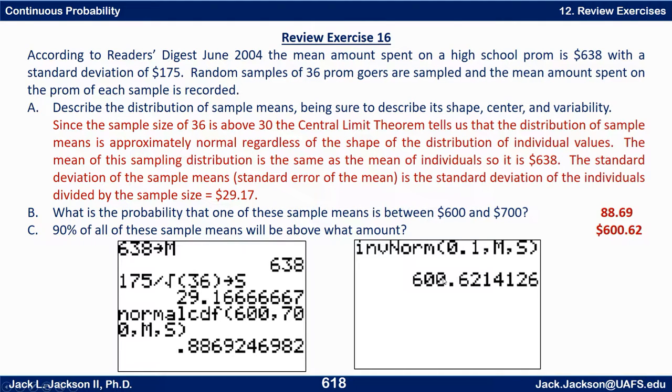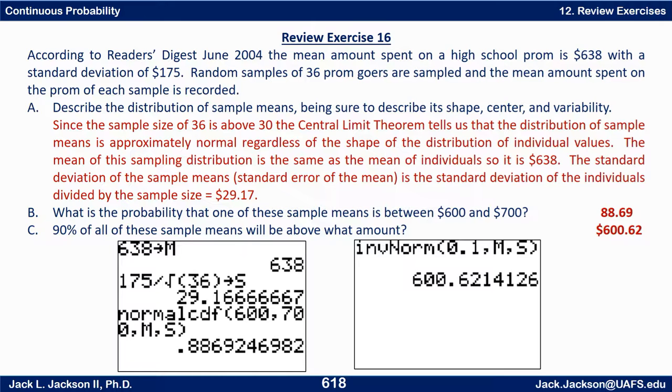Well, this is what we call a sampling distribution. Since the sample size of 36 is above our sort of magic number 30, the central limit theorem tells us that the distribution of sample means is approximately normal regardless of the shape of the distribution of individual values. I did not have to tell you anything about the shape, and I didn't tell you anything about what the distribution of individual values look like. The mean of this sampling distribution is the same as the mean of individuals, so it's $638.